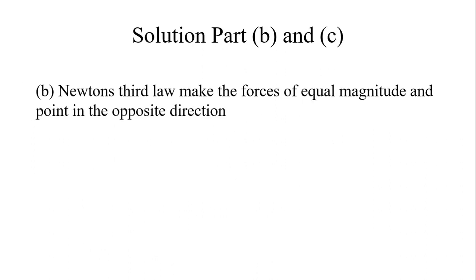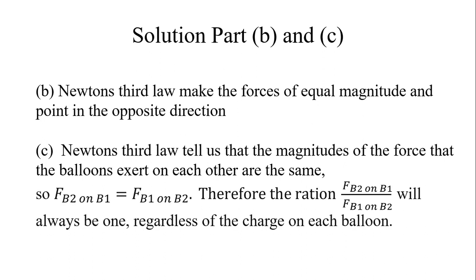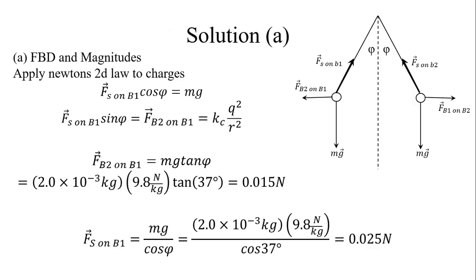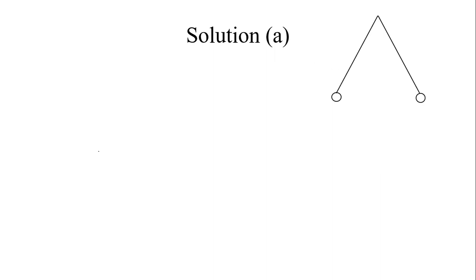Solutions B and C. Newton's third law makes the forces of equal magnitude and point in opposite directions. Newton's third law tells us that the magnitude of the force that the balloons exert on each other are the same. Force B2 on B1 equals force B1 on B2. Therefore, the ratio B2 on B1 to B1 on B2 will always be 1, regardless of the charge. Now, if you're a little confused on what I mean by that, you may have to go back. I apologize, I didn't put the extra.